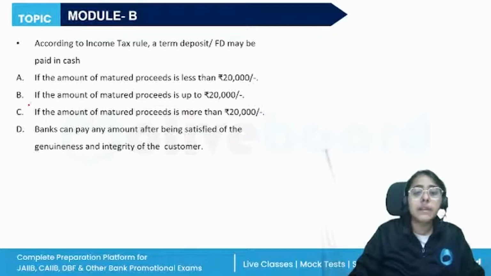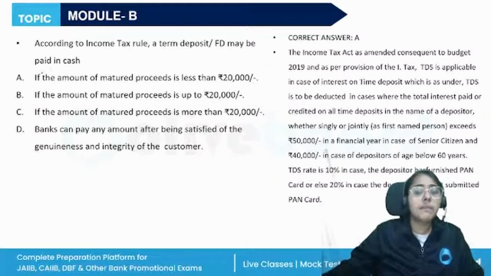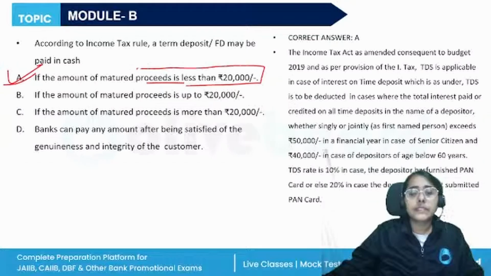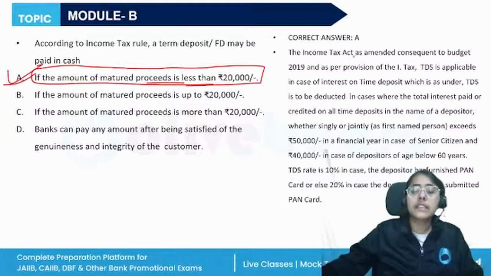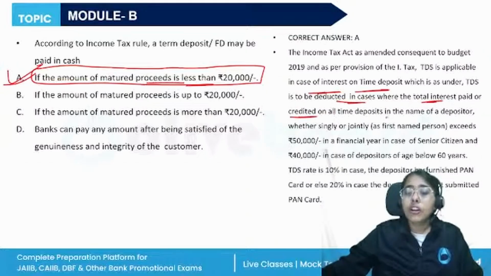So, a term deposit may be paid in cash if the amount of the matured proceed is less than 20,000 rupees. Another very important point is that the TDS is also applicable in the case of interest on time deposits. It is to be deducted in cases where the total interest paid or credited on all time deposits exceeds rupees 50,000 in the case of senior citizens and 40,000 in the case of depositors below 60 years of age.